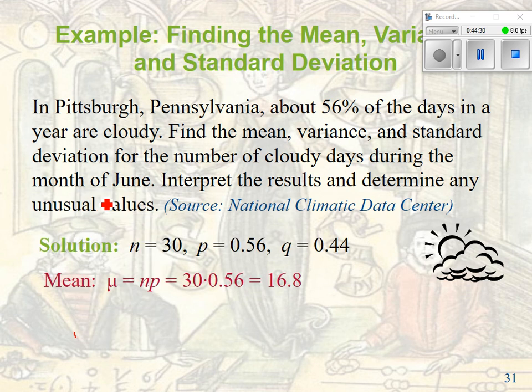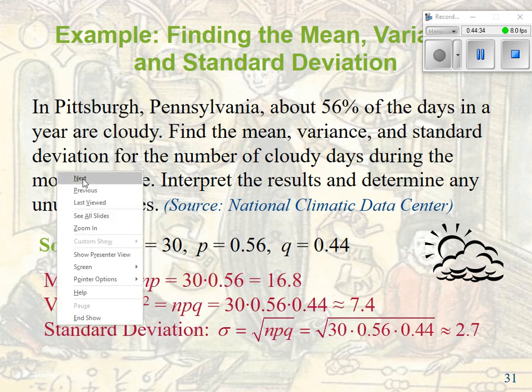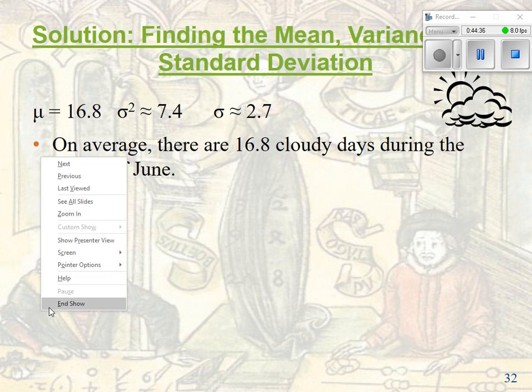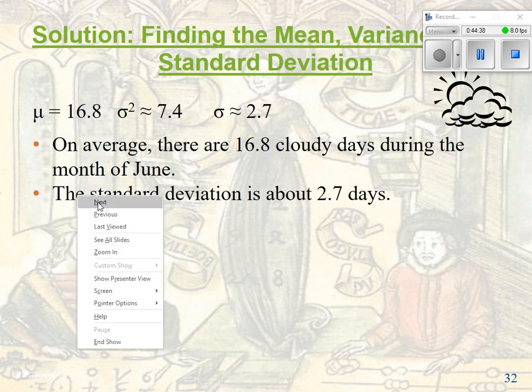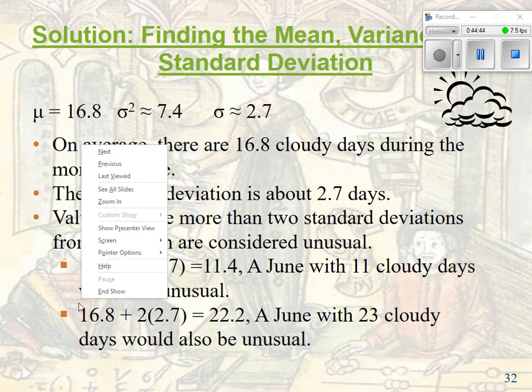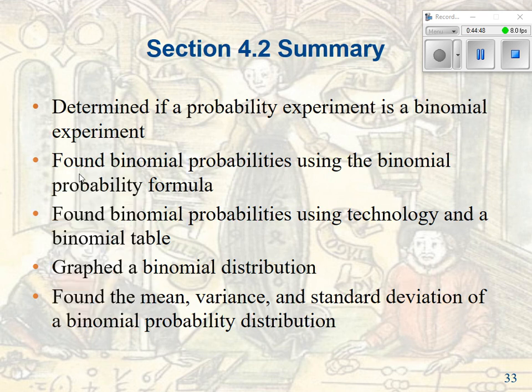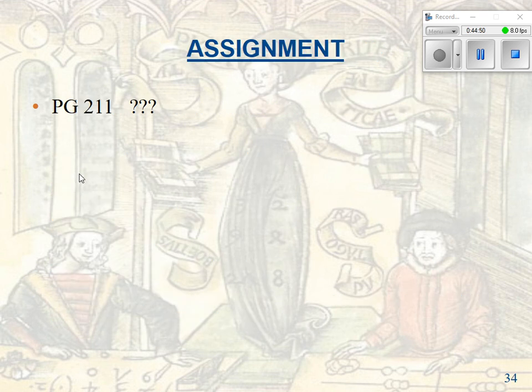I'll do this one. So this is just fine. That's not hard. N times P is the mean. N times P times Q is the variance. Question mark, question mark. I guess we have no. Too easy.